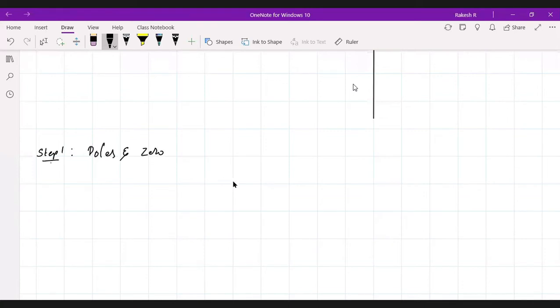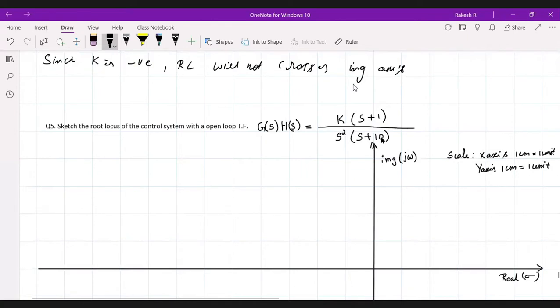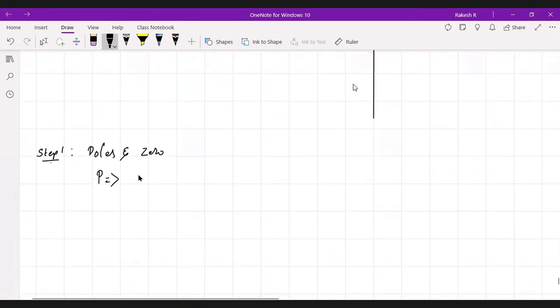Step 1 is to locate the poles and zeros. To do that, first we shall locate the poles. To locate the poles, we consider the denominator, equate it to 0 and find the roots. In the denominator we have s²(s + 10). When I equate this to 0, the roots of s will be s = 0, 0.